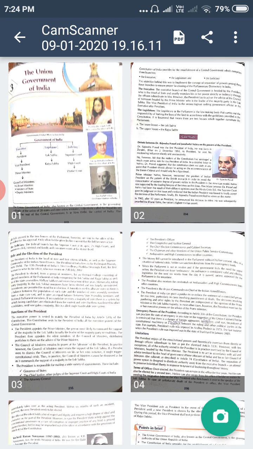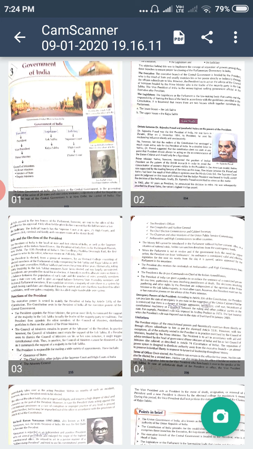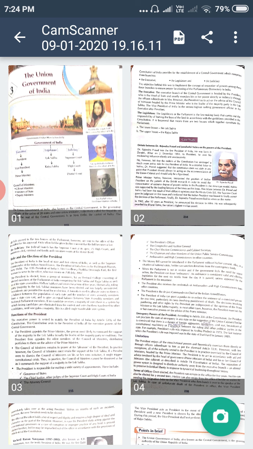Vice President of India is the second highest ranking government official in the executive after president. So president is the head of the executive branch, and vice president is on the second highest rank in the executive.